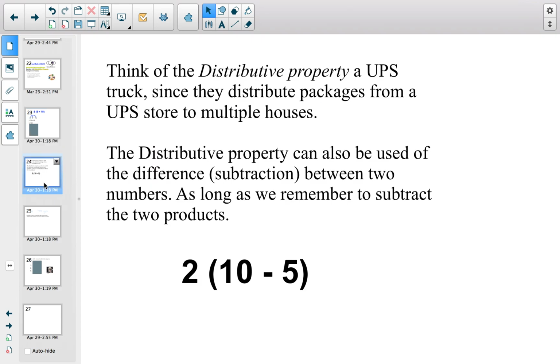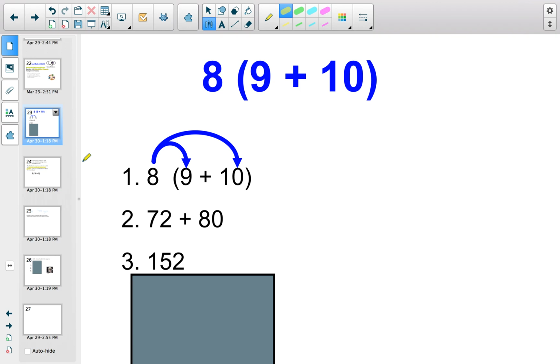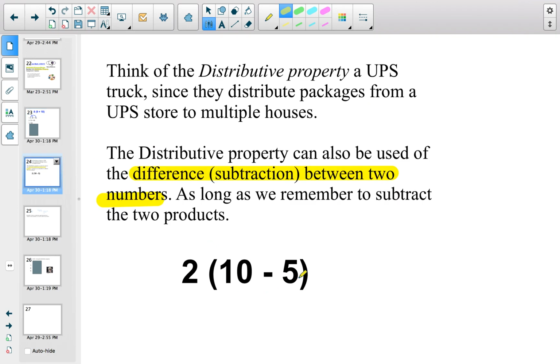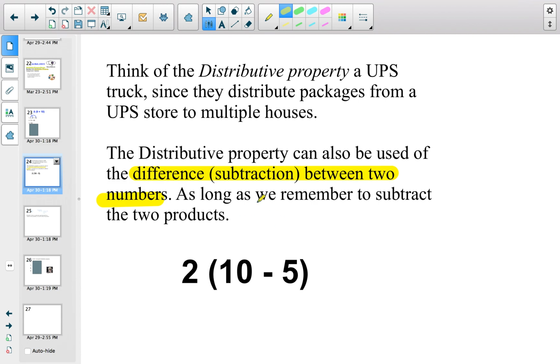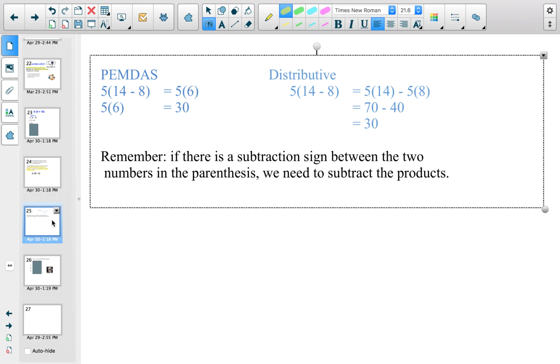Okay. The distributive property also works, though, for the difference or subtraction between two numbers. So, right here we had 9 plus 10. Well, right here we have 10 minus 5. So, we can still use the distributive property for that, as long as we remember to subtract the two products. Okay, so right here we could distribute this as long as we had what would be 20 minus 10. Okay, and we're just going to look at another example like that.